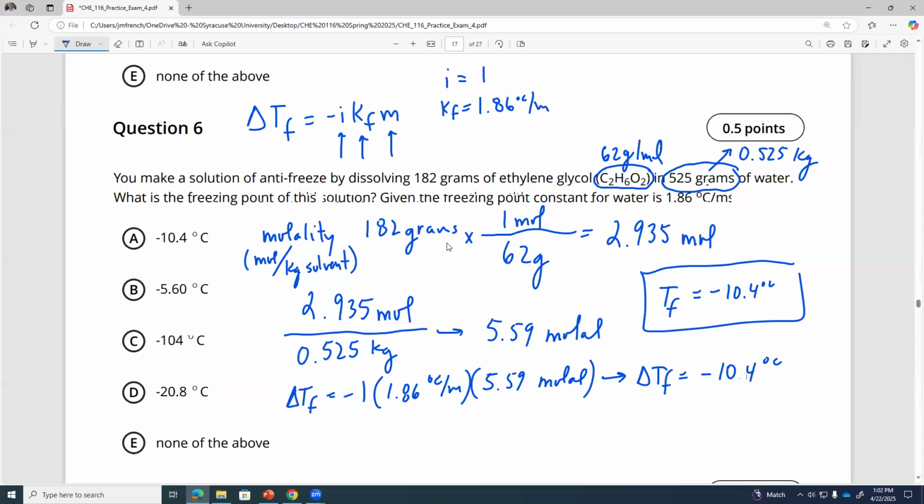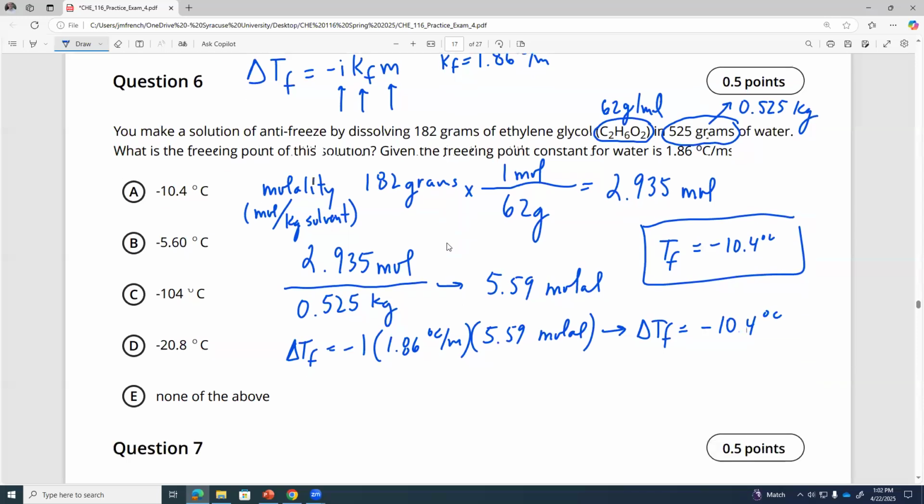So the Van't Hoff factor accounts for how many things we have in solution. Like ethylene glycol, or like glucose, C6H12O6, they go into solution as one thing, right? So their Van't Hoff factor is 1.